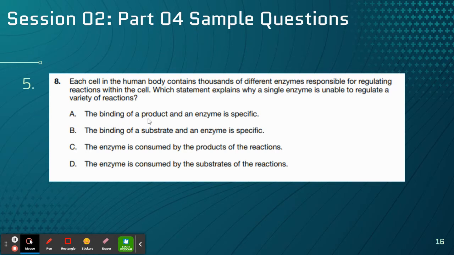All right, the binding of a product and an enzyme is specific. Okay, the binding of a substrate and an enzyme is specific. The enzyme is consumed by the products of the reactions, or the enzyme is consumed by the substrate of the reactions. Think about this one for a second. Think about the one that makes the most sense to you. Answer the question in your Edpuzzle.